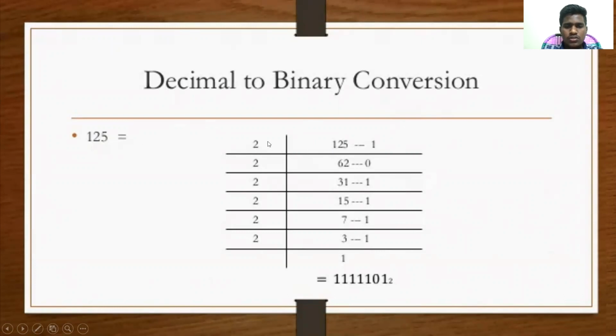2 sixes are 12, 2 to the 4, and the remainder is 1. And 2 threes are 6, 2 ones is 2, and the remainder is 0. So we have to write from bottom to up. So we will get the binary number of this 125.